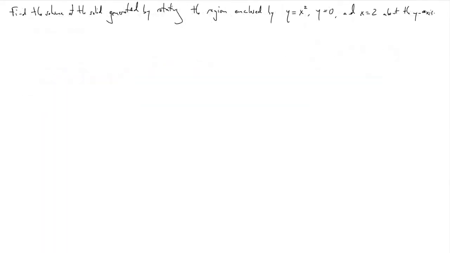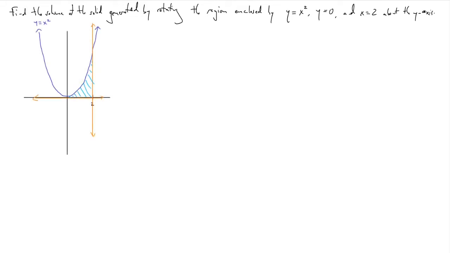Okay, you guessed it, your turn. You're going to find the volume of the solid generated by rotating the region enclosed by y equals x squared, y equals 0, and x equals 2 about the y-axis. I'll help you with the picture. We're talking about this region right here that I've shaded in light blue. And then you have to rotate it about the y-axis. And you get something more or less like that.